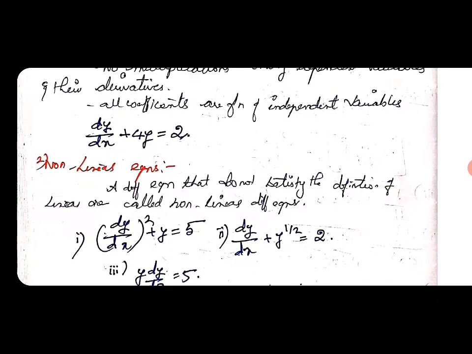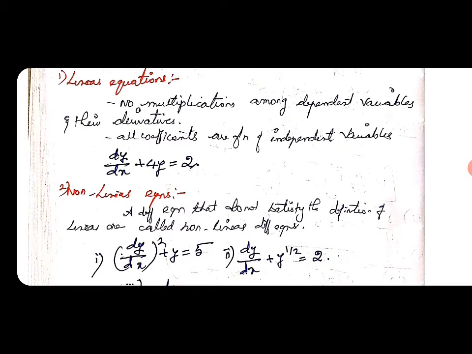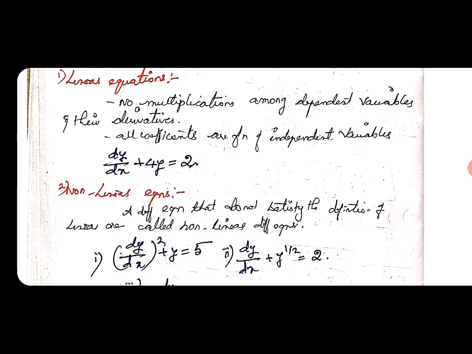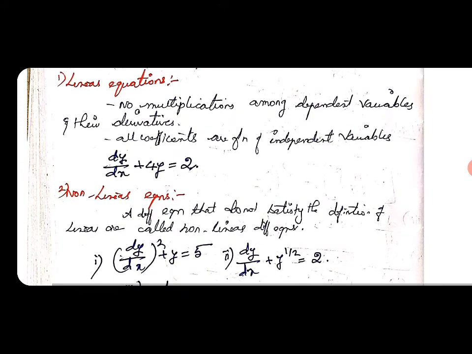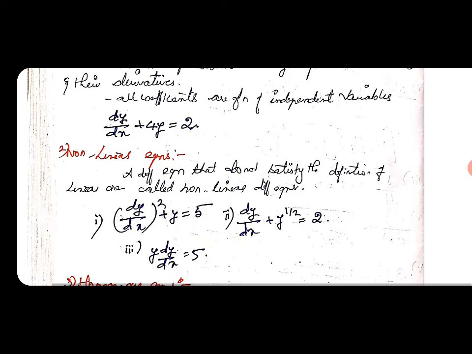Then we can see the non-linear equation. In a linear equation there will not be any multiplication among the dependent variable and the derivatives. An equation that does not satisfy the definition of a linear equation is said to be a non-linear differential equation.